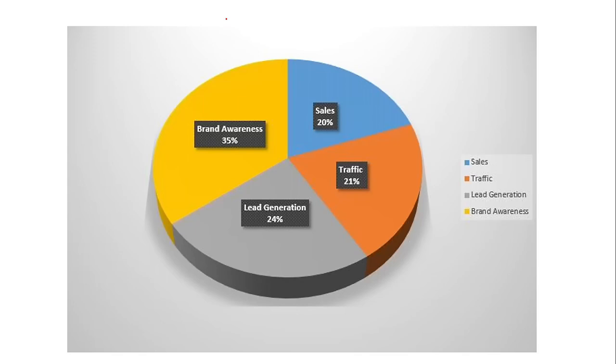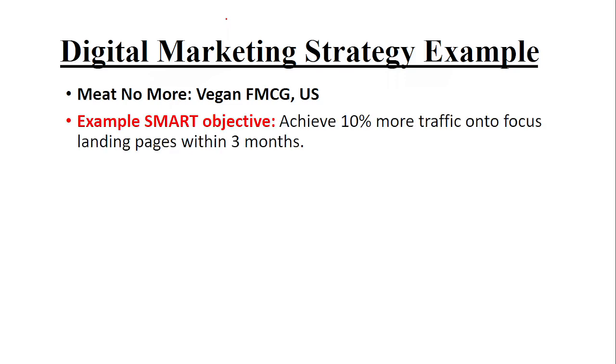I want us to finish by looking at an example of a company here. It's an existing company known as Meet No More, found in the US, right? So for an example of a SMART objective, I'd already mentioned this, but the objective is to achieve 10% more traffic onto focus landing pages within 3 months, right? So that's a typical example of a SMART objective that can be implemented in their digital marketing strategy.